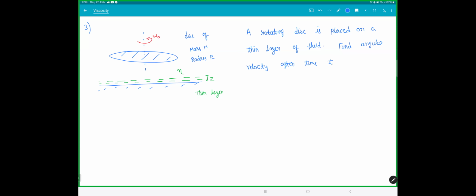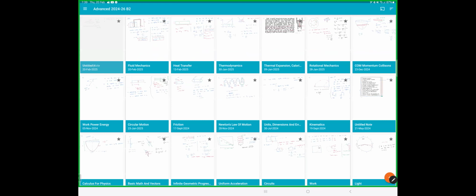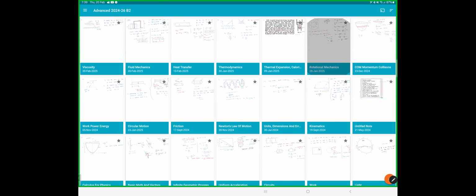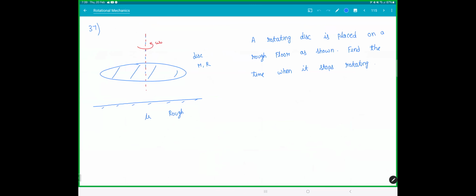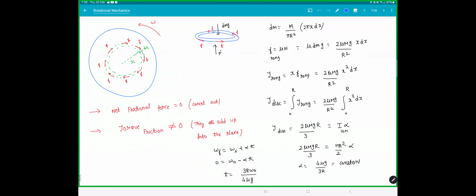Now, do you remember where you have seen this question? Anyone remember? Where? Remember? A rotating disk is placed on a rough floor. Find the time when the disk stops rotating. This is what I keep telling you. You don't learn new things every time. I know it's not the exact problem, but you know how to choose an element. What did we do? The concepts are still the same.